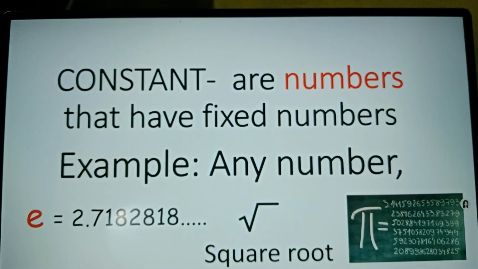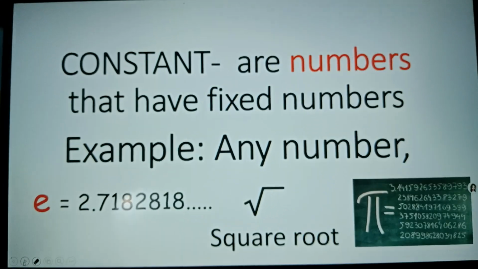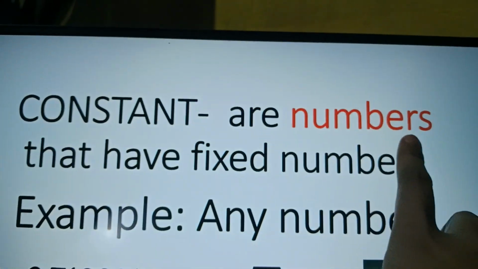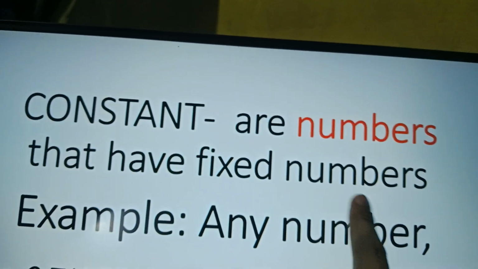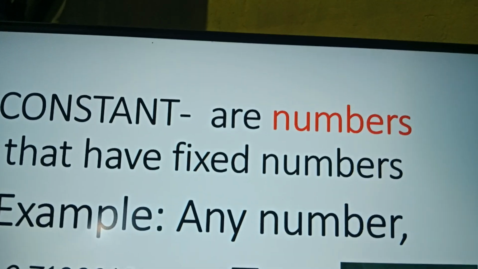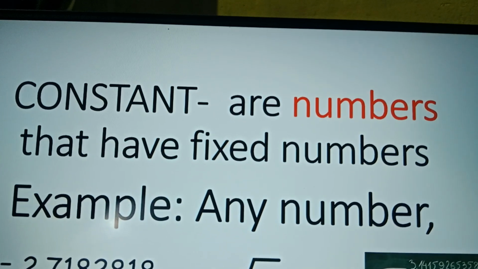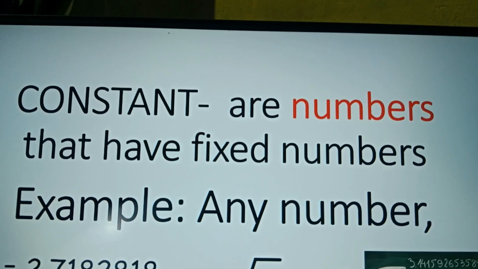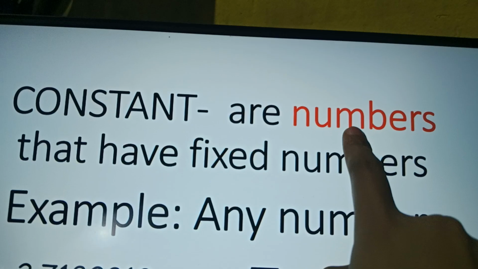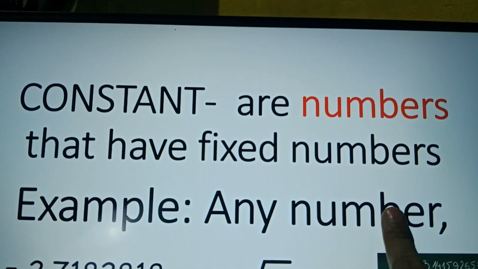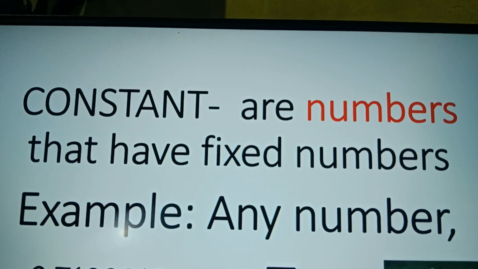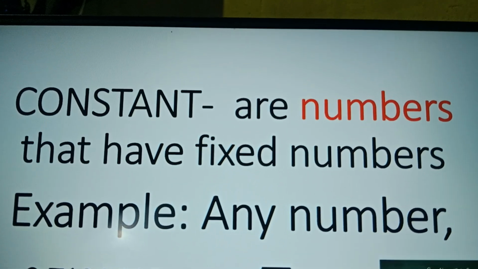Next, we have constant. Constants are numbers that have fixed values. When you say fixed, the number is already set. It does not change anymore. So that's it. An example of a constant is any number, since it's a number. It can be 1, 2, 3, 4, up to any number. It's limitless, or infinity.